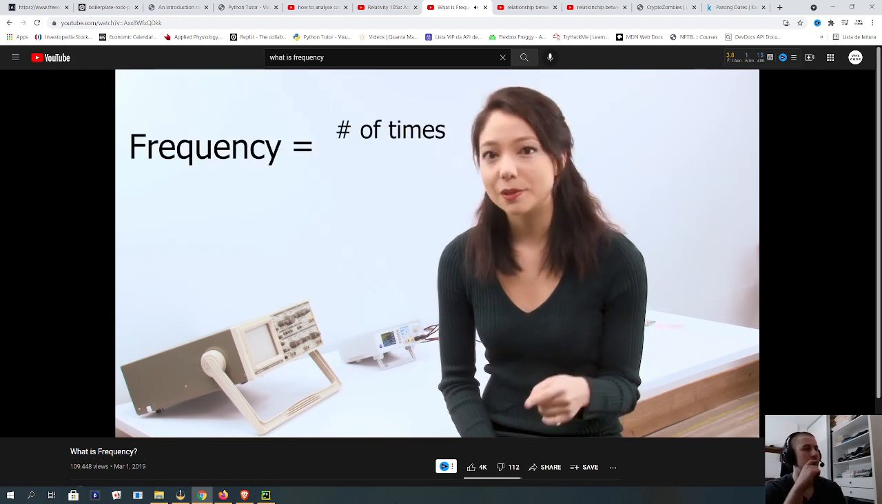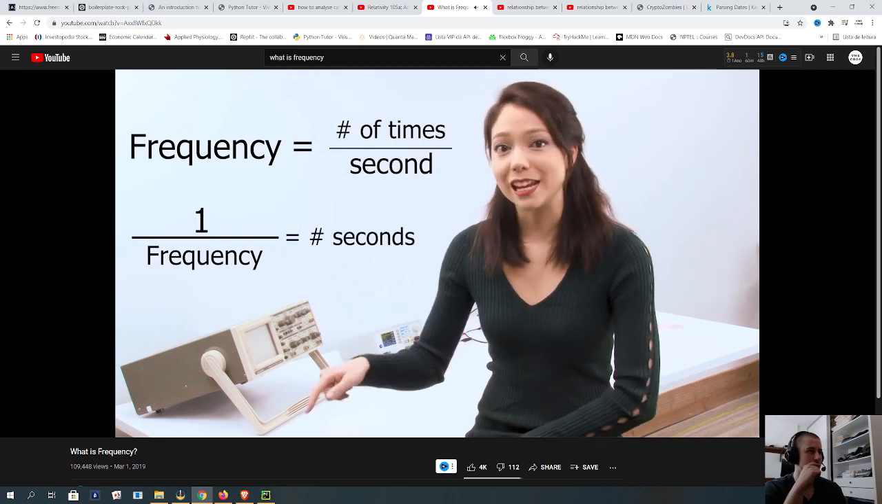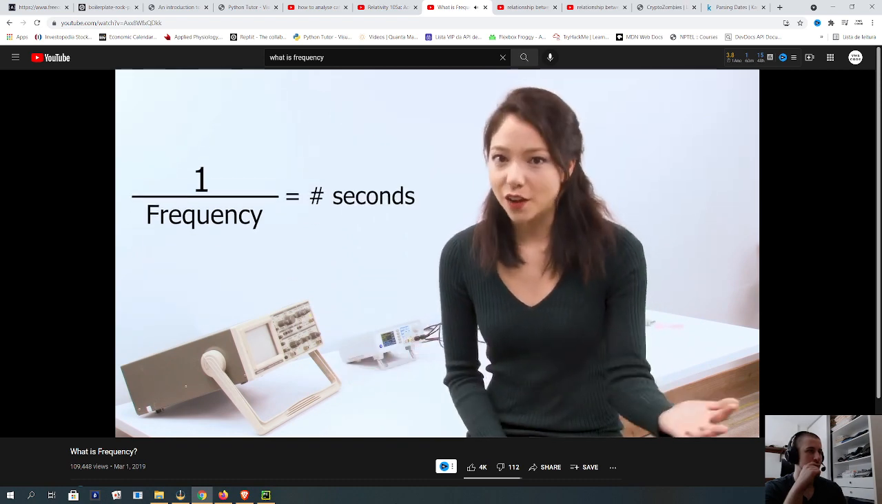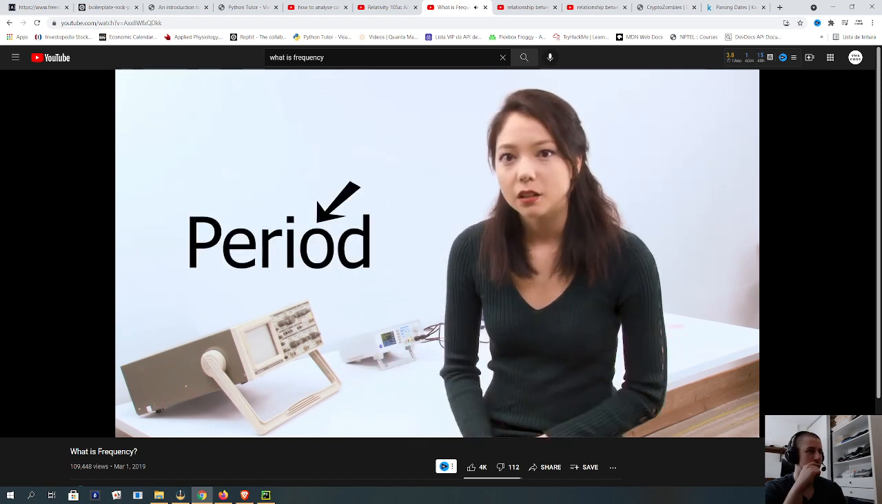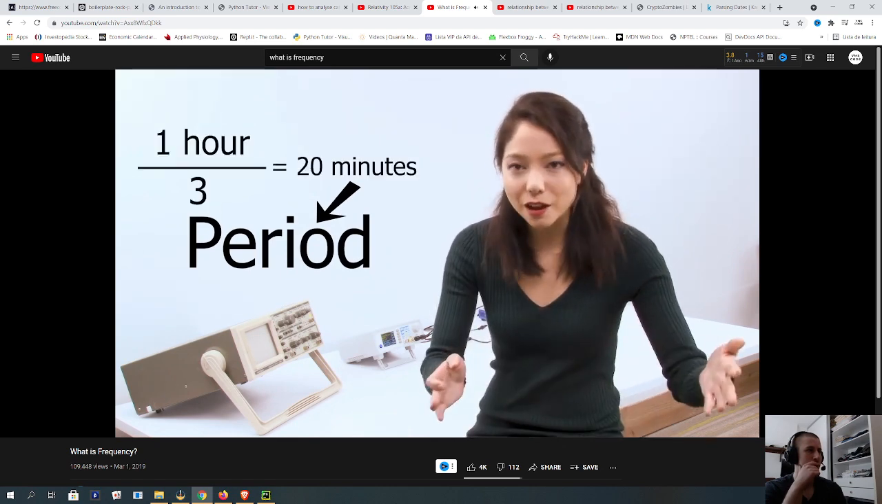If frequency is the number of times an event happens per second, or 1 per second, that means that frequency is the inverse of the number of seconds it takes for something to happen. Therefore, if we take 1 and divide it by our frequency, we get a measurement called the period. To jump back to my bathroom break example, if you go 3 times in an hour, that period is 20 minutes, the amount of time between each bathroom break.